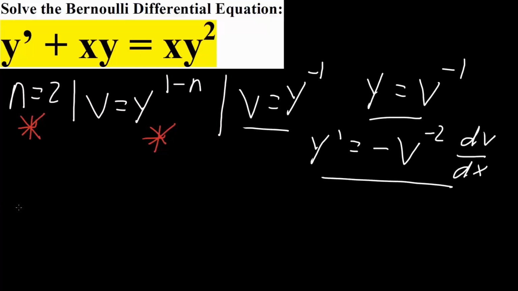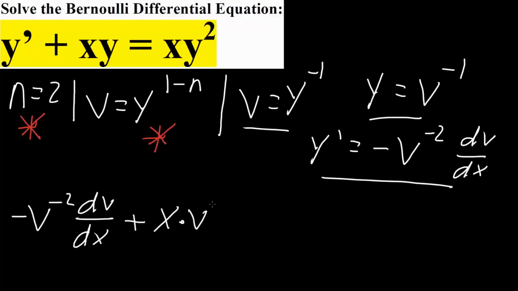So let's do it. y prime is negative v raised to negative 2 dv dx plus x times y, which is v raised to negative 1, is equal to, we said y is v raised to negative 1, so we have squared. So that's going to be x times v raised to negative 2. I'm going to scroll down for a little bit more space.